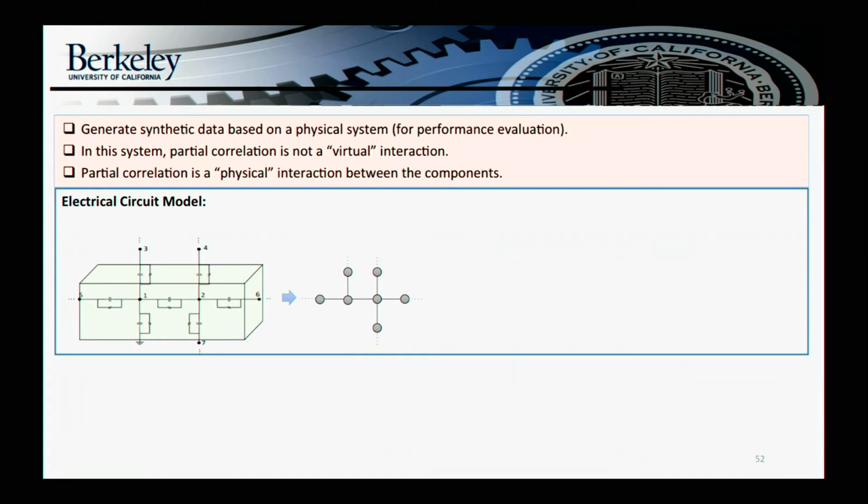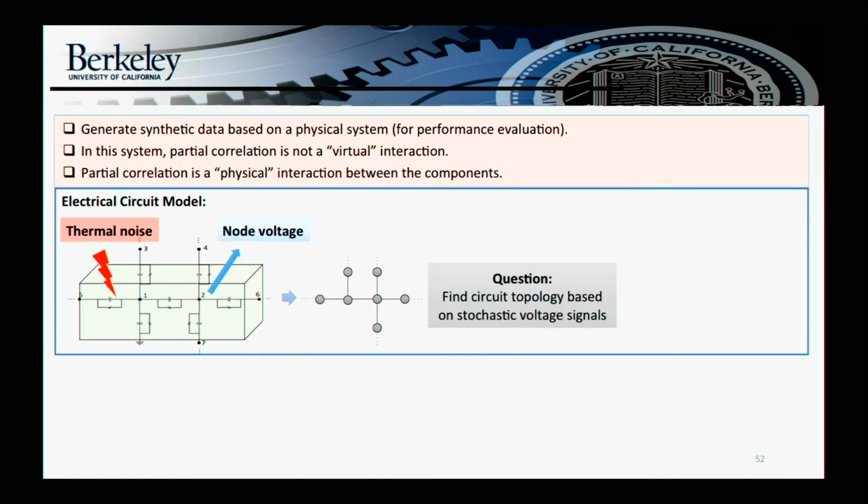Now let's pretend that we don't know the physical connectivity or structure of the network. We assume that the elements of the circuit are subject to white thermal noise, and we are able to measure voltages from nodes of the circuit. By this assumption, we are making random variables, so our measurements are going to be random variables. The question is how we can find the circuit topology given the stochastic voltage measurements.